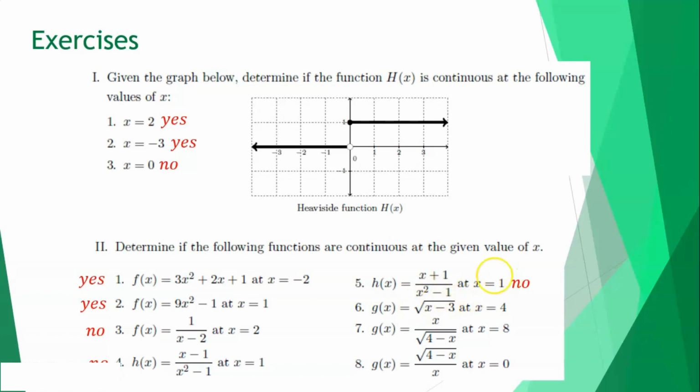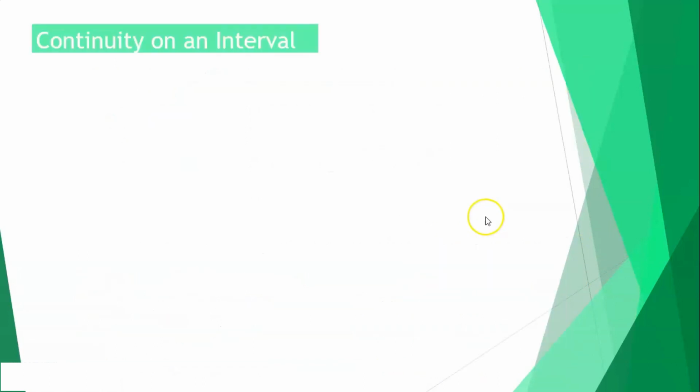Next, for number 6, you have here the square root of x minus 3 at x is equal to 4. When you substitute x by 4, we will end up with 1. So therefore, our answer is yes. Number 7, at x is equal to 8. So 4 minus 8, that would become negative 4. So take note, never take the root of a negative radicand. So therefore, it's no. And for number 8, our x here is 0, so it will make the denominator 0. So still, our answer is not continuous. So take note of that.